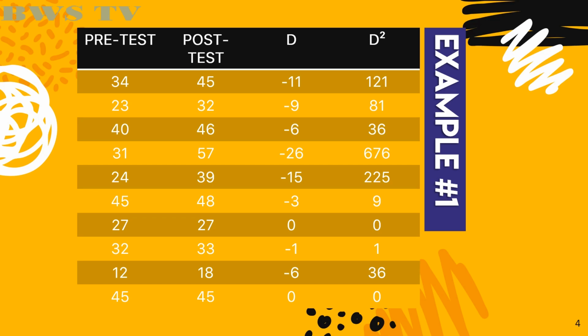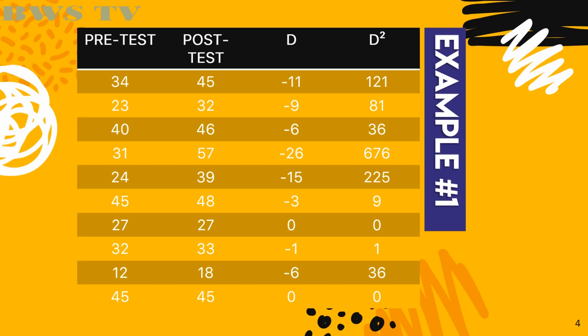A tip and a really important rule: in order to find the squared value, you must always remember that regardless of the sign of the value, it is always positive when you square it. Such as negative 11, negative 9, it won't become negative 121, because when you square a number, it becomes positive. You have to find the positive always, okay? So we find all these values: 121, 81, 36, 676, 225, 9, 0, 1, 36, and 0.